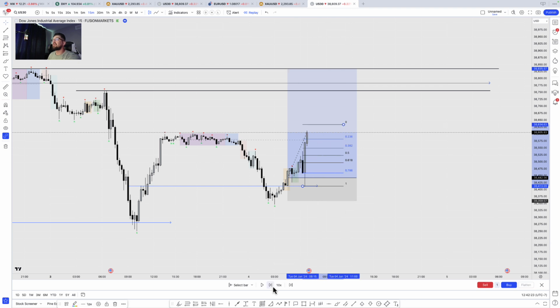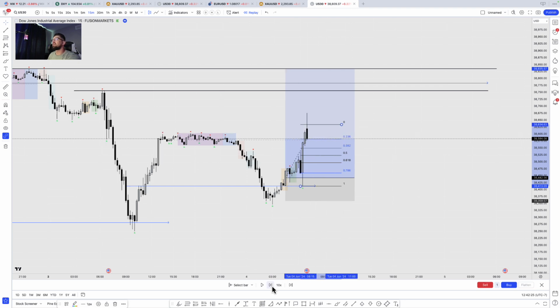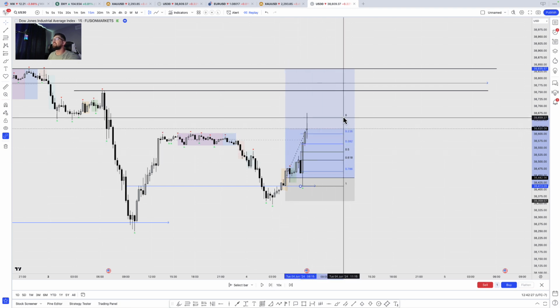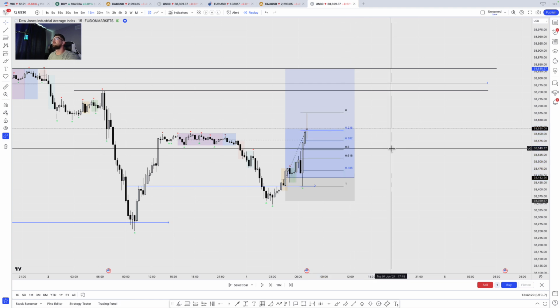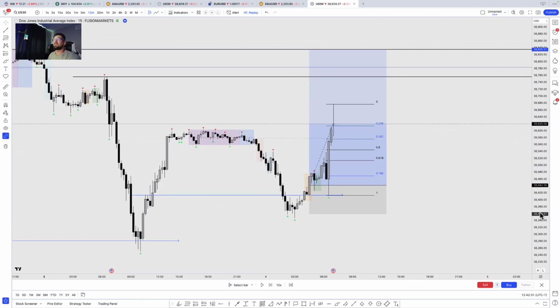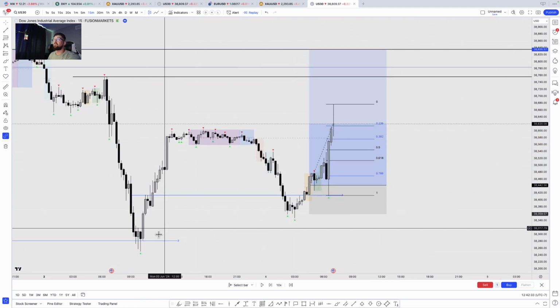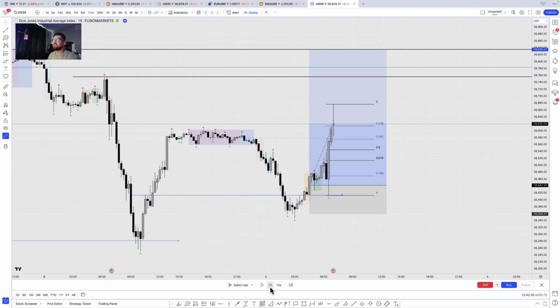So now we can kind of anticipate that the pullback's coming below the 50 if it does pull back. And this is all information coming from the previous legs. So we're seeing, think of the rhythm as, is the market running? Is the market walking?